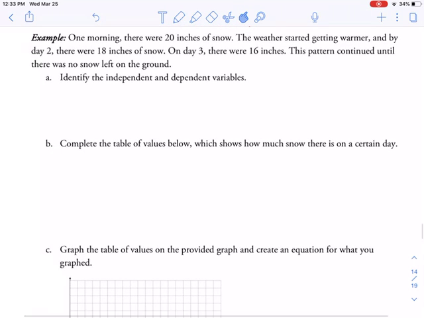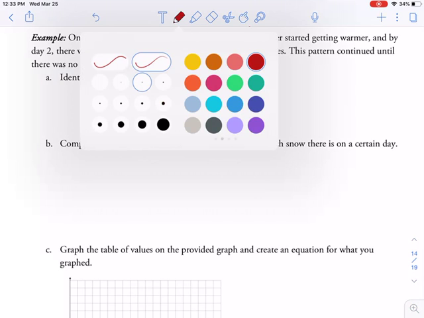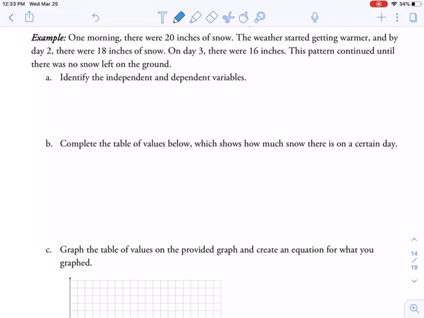So one morning there were 20 inches of snow on the ground, presumably. The weather started getting warmer, and by day 2 there were 18 inches of snow, and on day 3 there were 16 inches. So the pattern continued until there was no snow left on the ground. So the first thing we want to do here is identify the independent and dependent variables.